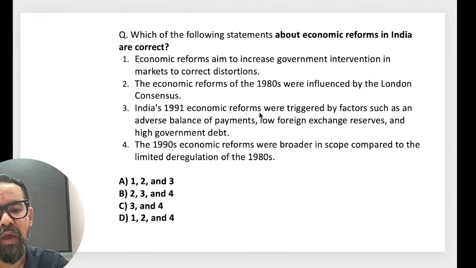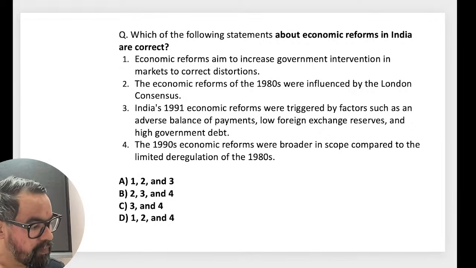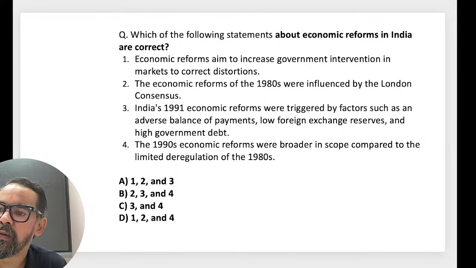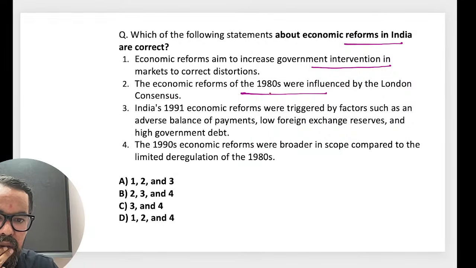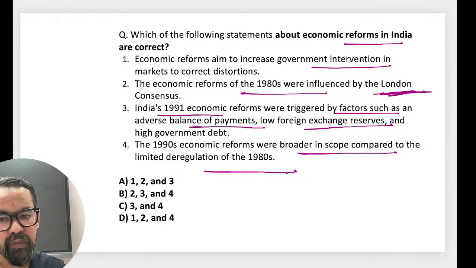Let's start the discussion with the very first question. Economic reforms in India are correct. So what you have to find out is the correct statement. The first statement is wrong. Economic reforms aim to decrease government intervention.